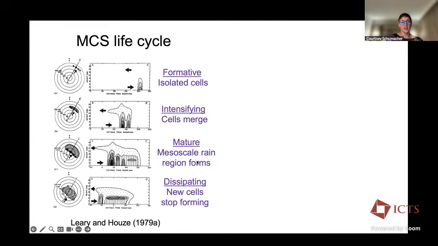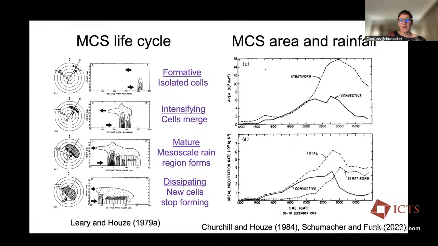So your mesoscale rain region forms. That's when we have our most robust MCS. And then comes the dissipating stage, when the convection stops forming and you're just left with the decaying stratiform. This whole process took 6 hours, 12 hours. Some MCSs can last up to a day or so. So this is, again, many hours of a life cycle. And this matters.